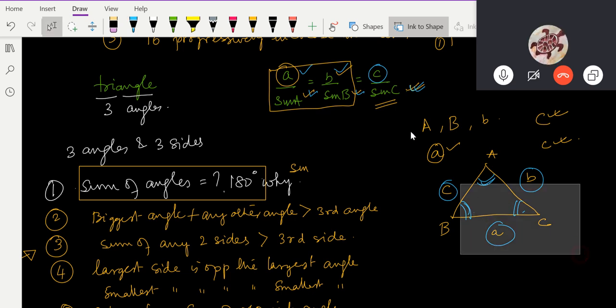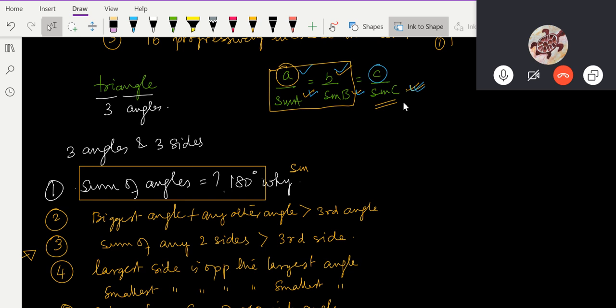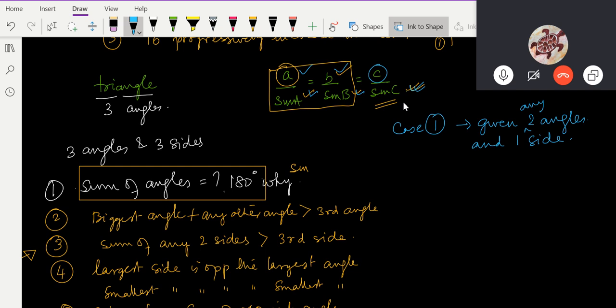So this is my case one. This is where you have to understand the logic very clearly. So case one, we are given two angles and one side. Any two angles and any one side. Then we will be able to find out the rest. Rest can be calculated. Clear?